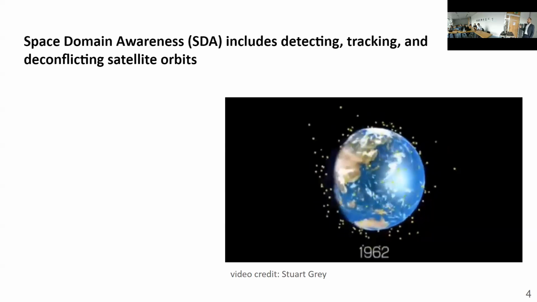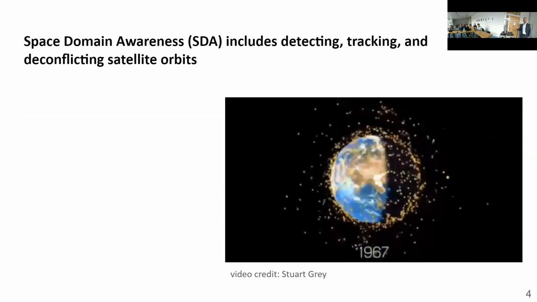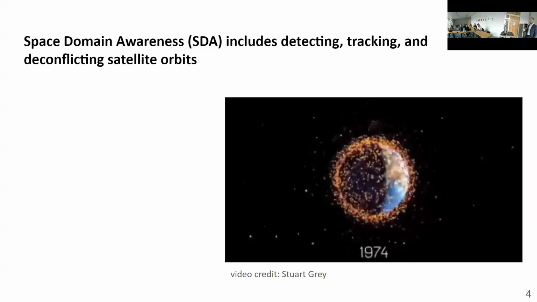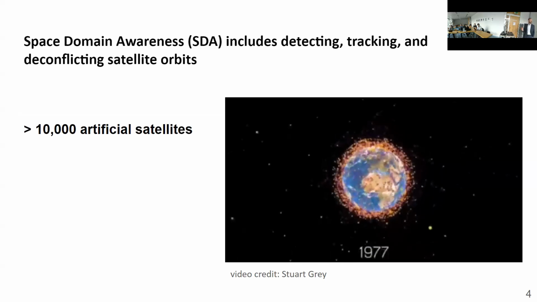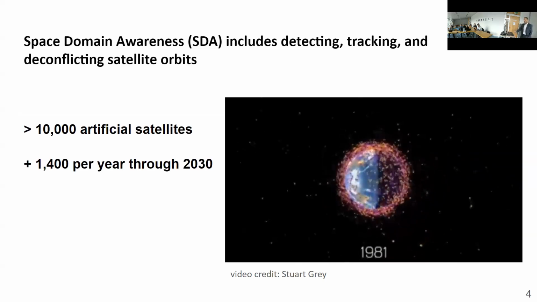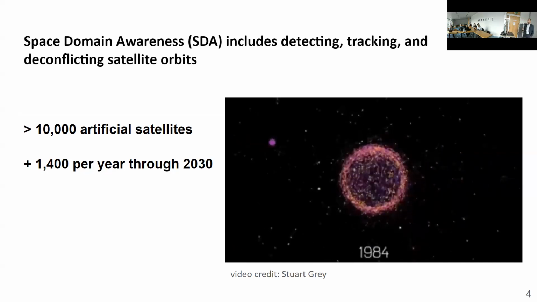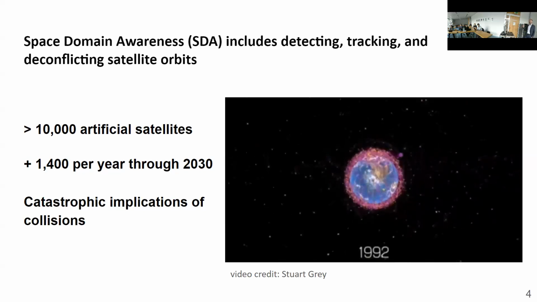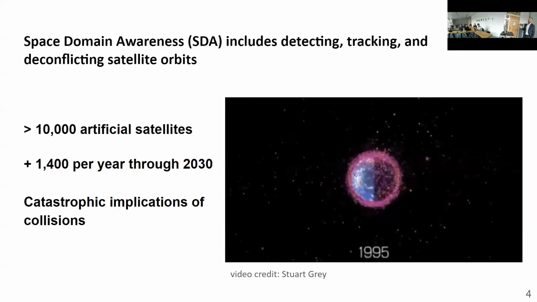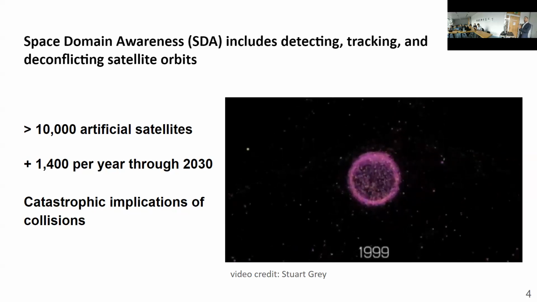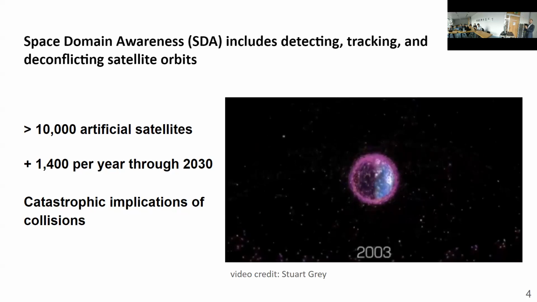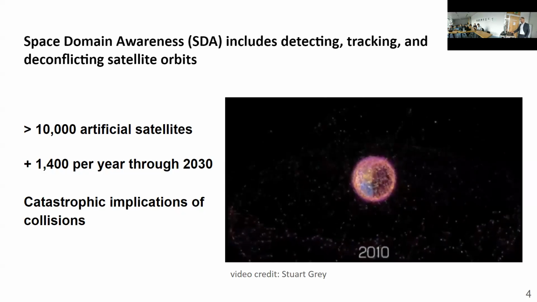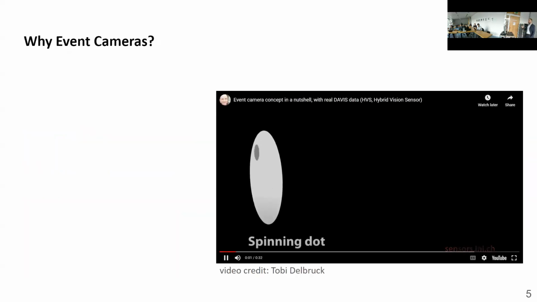One of the key issues we're facing right now is that space, since 1957, has become much more crowded with objects in orbit, to the point that we now have over 10,000 artificial satellites in orbit, with an additional 1,400 or so projected each year through 2030. Obviously, as it gets more crowded, the probability of collisions becomes much more likely. Space domain awareness, or SDA, is the task of detecting, tracking, and deconflicting these satellite orbits to avoid collisions. So what's the benefit of event cameras for SDA?